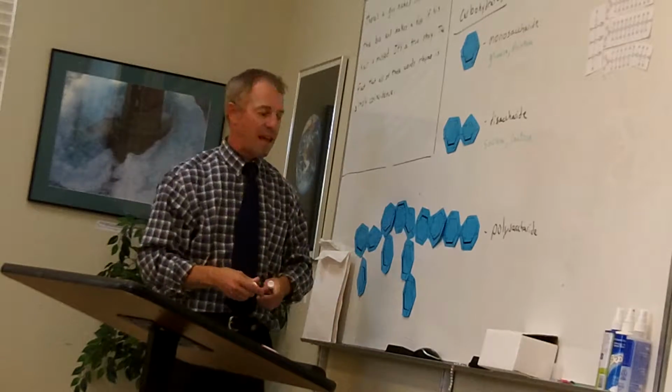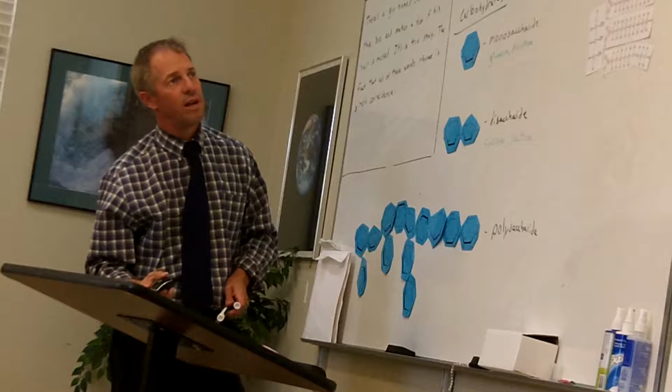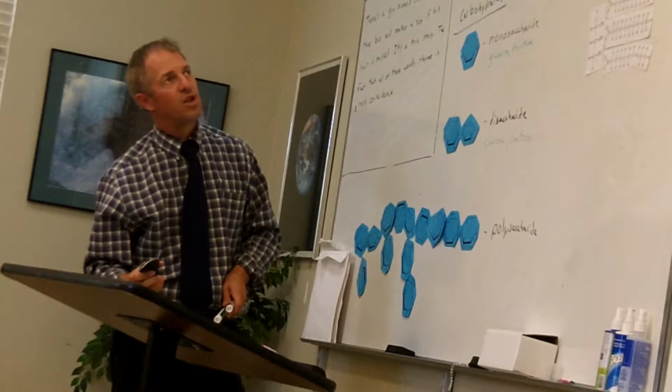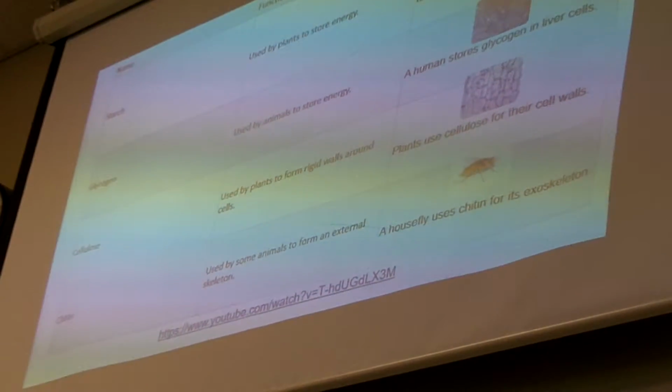And some examples of that, well, I have it on the next page. This is also in your book. Starch. You ever heard of starch? Like in a potato? Starch is a big polysaccharide. That's one example. Glycogen. Glycogen is liver sugar. The sugar that's stored in your liver.